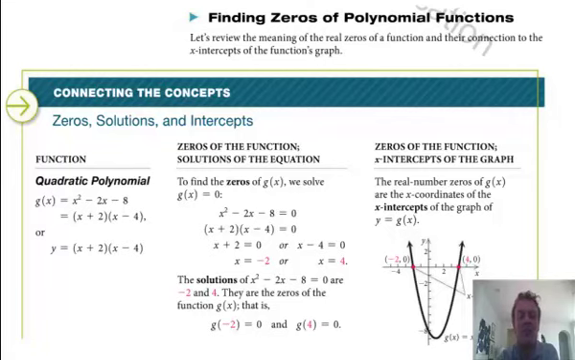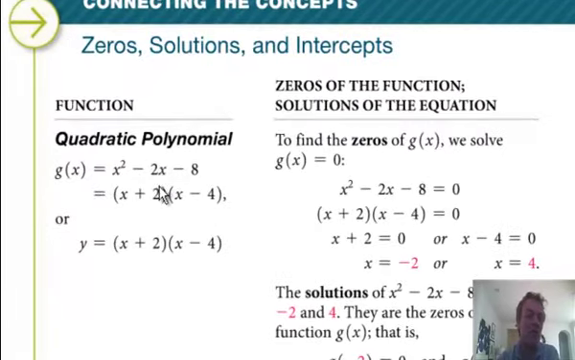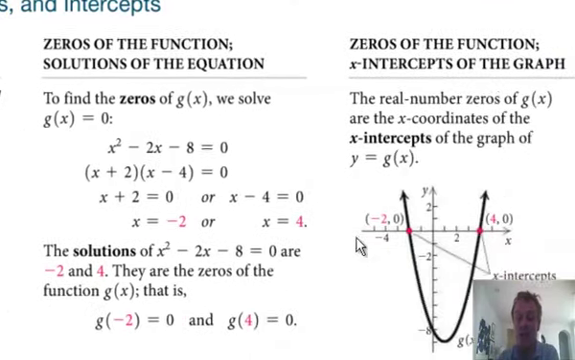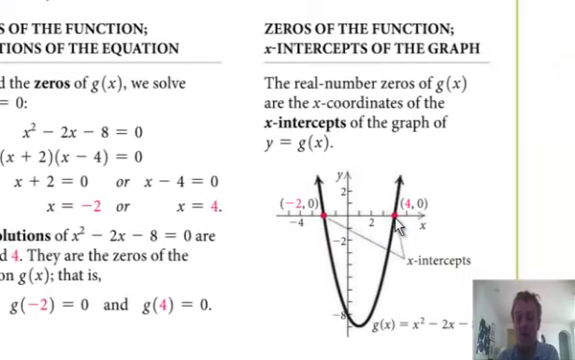Okay, finding zeros of polynomial functions. I'm sure we've done some of this before. Just a regular quadratic. This will factor into x plus 2, x minus 4. So the solutions are x equals negative 2 and x equals positive 4, which are the zeros. In other words, the x-intercepts as well. So here we go, at negative 2 and positive 4. So that's where it's going to cross the x-axis.